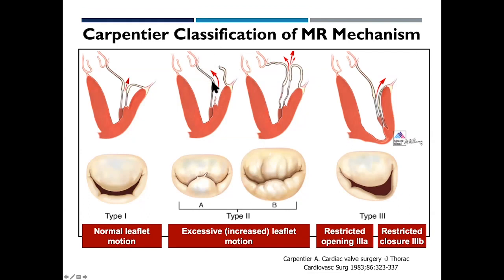And here's a couple of examples. This is an example of a flail leaflet, an extensive billowing and prolapse of the mitral leaflets causing mitral regurgitation. The type 3 form of mitral regurgitation can be either restricted, called type 3A, restricted opening, or restricted closure, called type 3B. Restricted opening is typically seen in pathologies such as mitral stenosis, and restricted closure can be seen in pathologies such as ventricular dilation with wall motion abnormalities, and we can see that in ischemic mitral regurgitation.